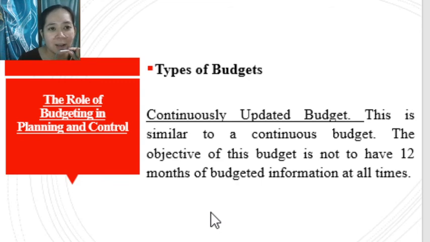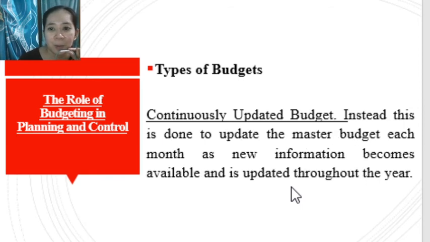So here, when we say continuously updated budget, this is similar to the continuous budget. The objective of this budgeting is not to have 12 months of budgeted information at all times. So what does the continuously updated budget do? Instead, this is done to update the master budget each month, as new information becomes available and is updated throughout the year.